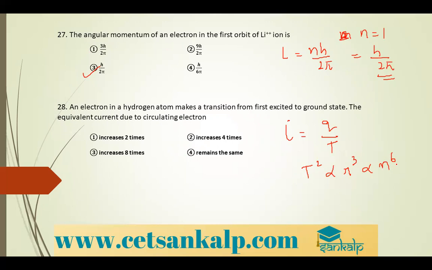So an electron in a hydrogen atom makes a transition from the first excited state to the ground state. The equivalent current due to the circulating electron. In this relation you can write it like this, and finally you can write I is proportional to 1 by n to the power 3.